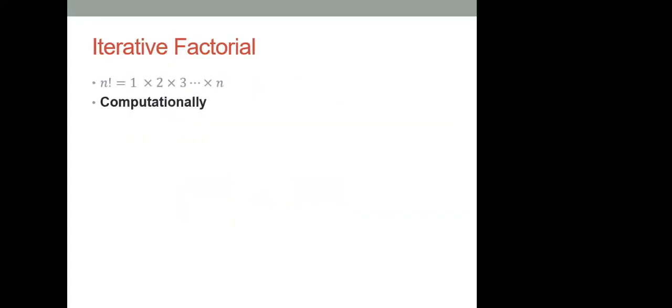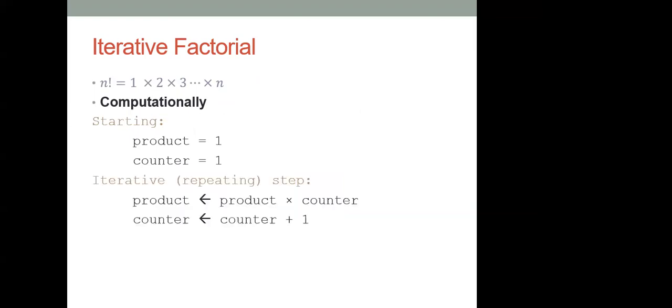And if I want to multiply, so computationally, I can transform that idea into pseudocode. I was first saying that, oh, the product at the beginning is 1, the counter is 1, and I will repeat this. Each time I will replace the product by product times counter. But I will increase the counter every time.